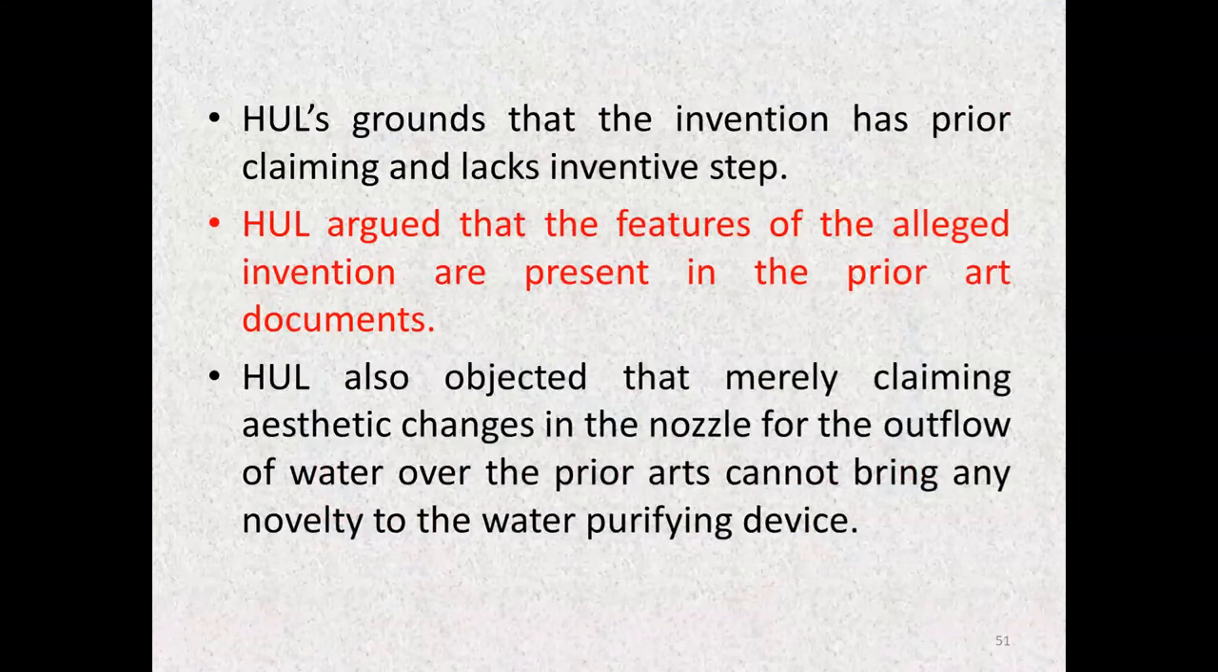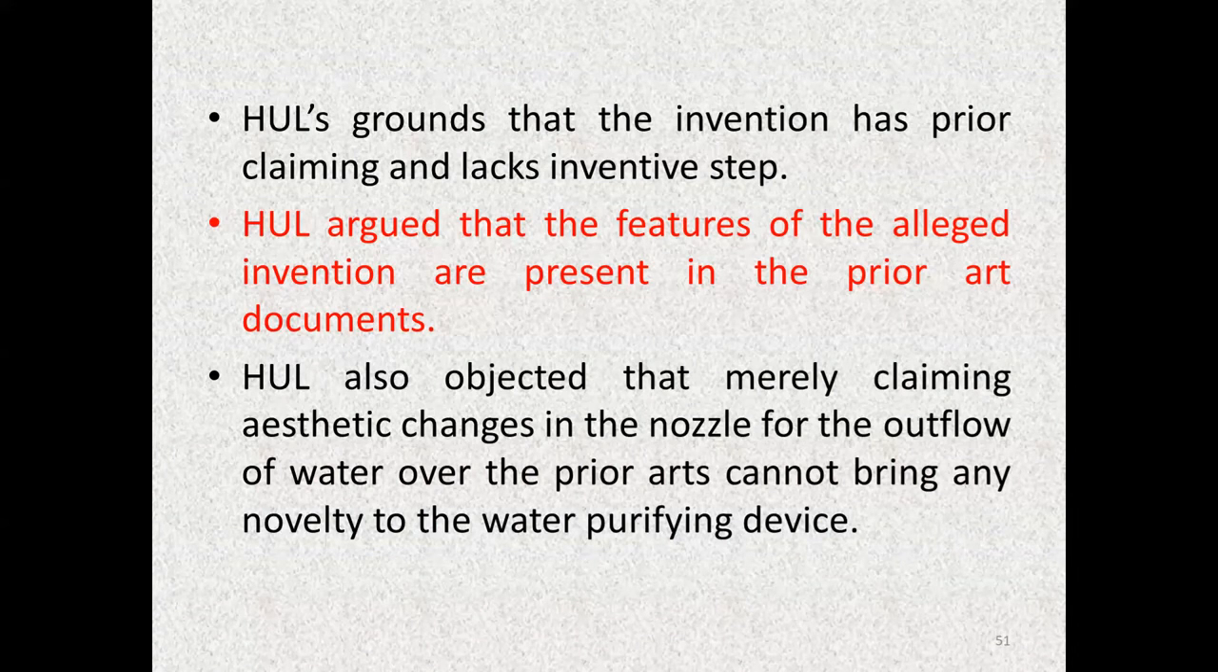Now, Hindustan Unilever opposed under these 2 grounds, clear claiming and lack of inventive step, for which they cited several documents stating that all the features of Tata Chemicals are there in the previous documents. Clear claiming, I told you, should have been filed in India. 4 conditions I told you. Filed in India, the claim of Tata Chemicals should be in the claim of some other.